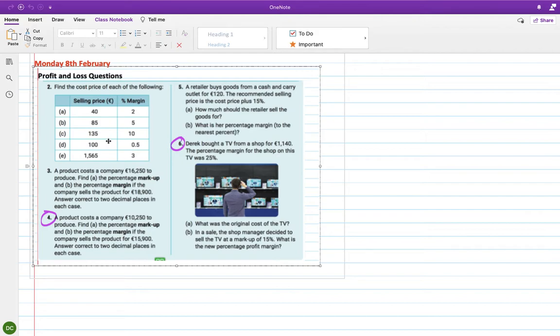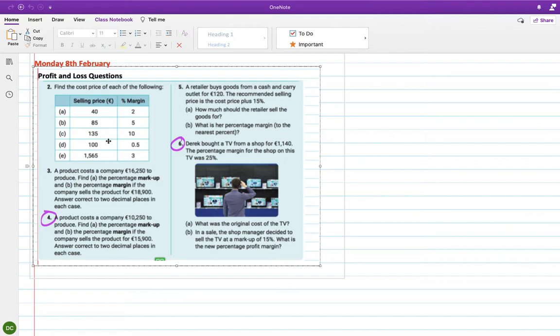Right, we'll get started with the homework from Monday. So, the profit and loss questions.